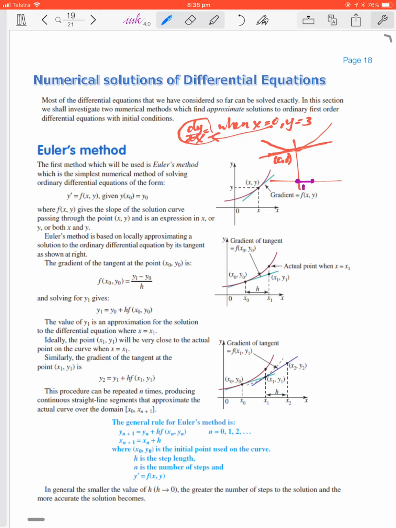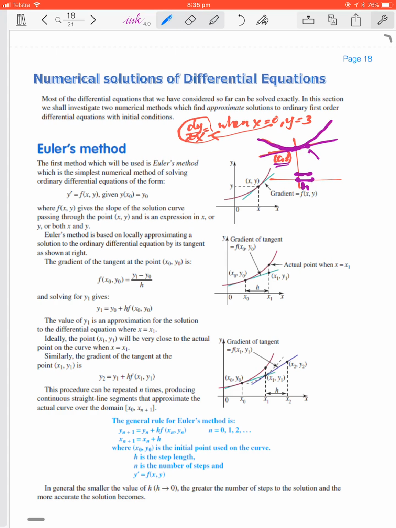So if I move h to the right, I find out what this point here is. Just say this is our original equation. We don't know what it is, but that is our original equation, and we've got the gradient for that equation. We use the point that we know, the initial condition, which in this case was (0, 3). We find the equation of that tangent. We then use a value of h to the right, and we then find this new value. So we'll call this point here x0, y0.